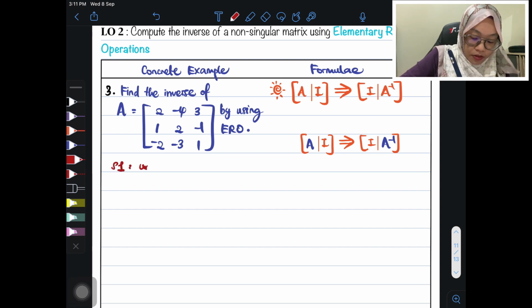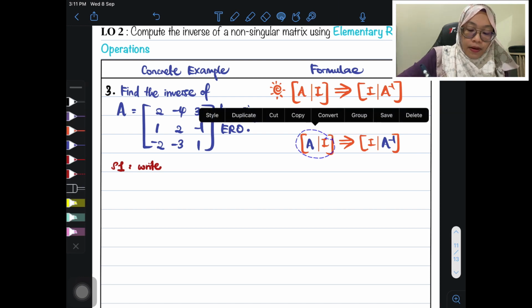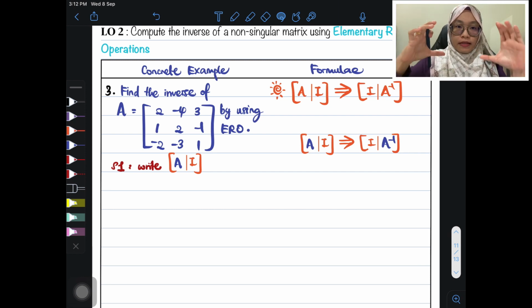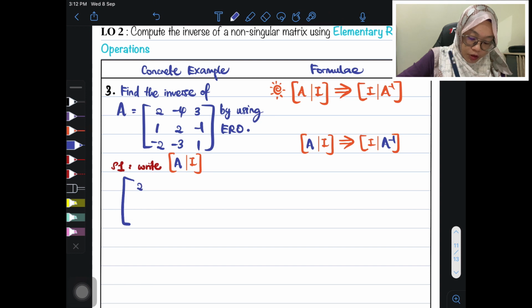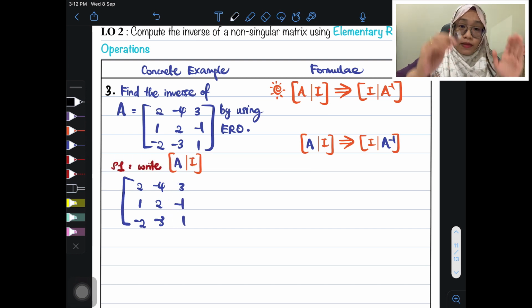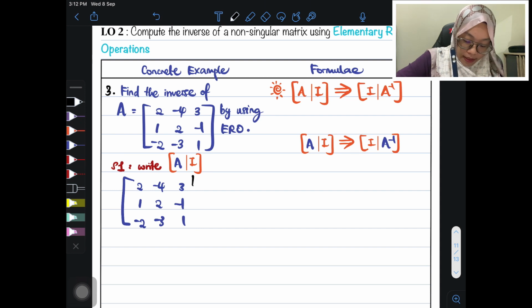Our first step is write down nicely. Our first step is write down A palang dengan identity. This is what we should write first. Untuk ERO step pertama mesti tulis big bracket because dia adalah 3 by 3 matrix. So 2, -4, 3, 1, 2, -1, -2, -3, and 1. And so you cannot tutup bracket. You mesti letak apa? You mesti letak palang dekat sini.